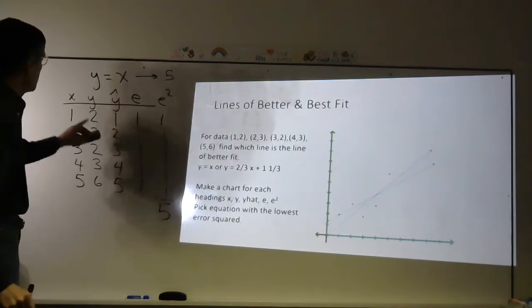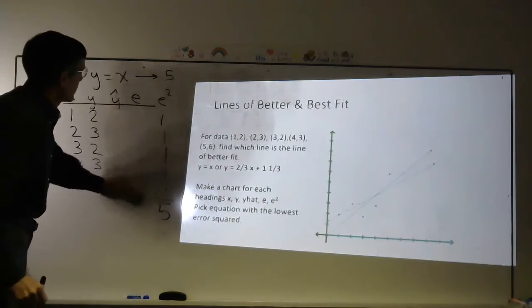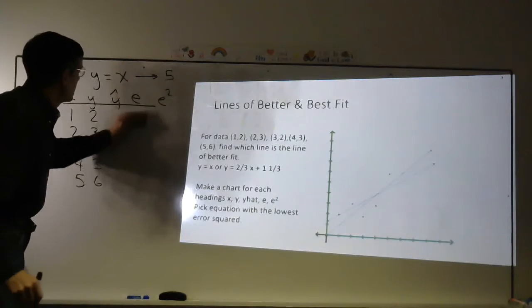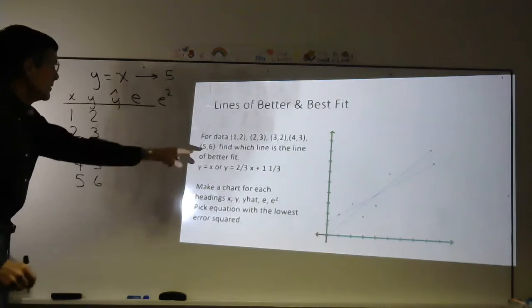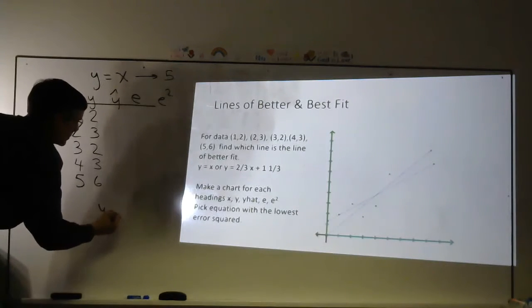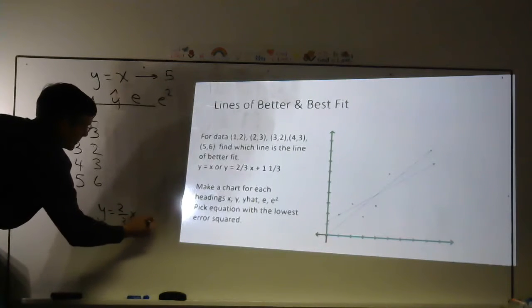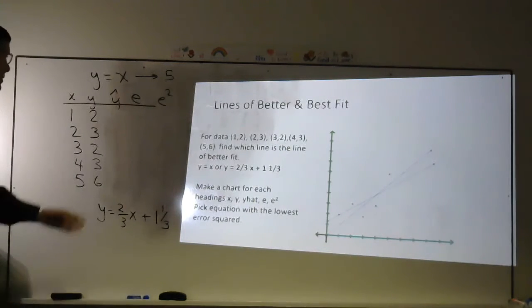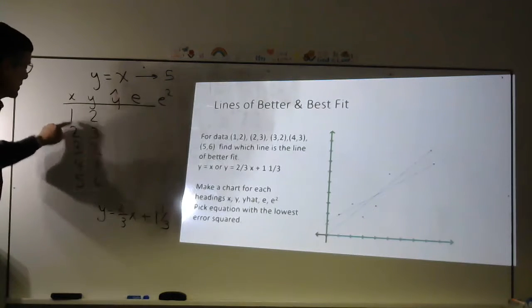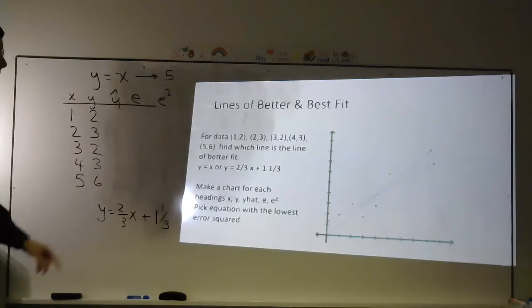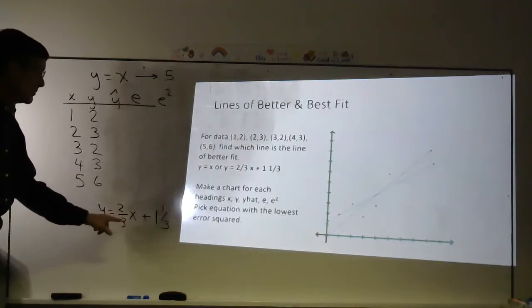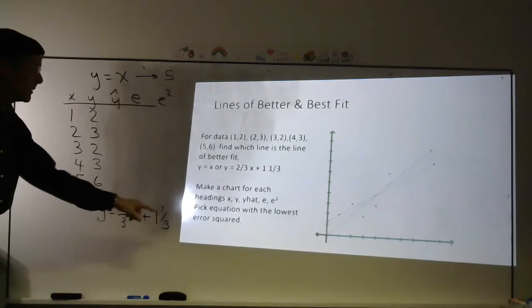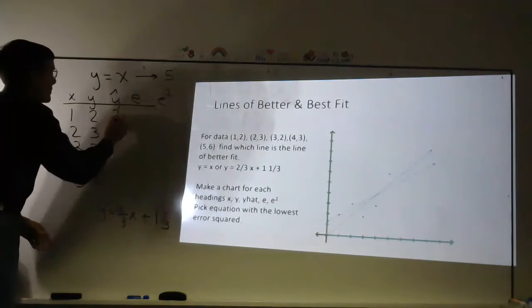Now, we have the same data. Let's now do the other line. And the other line is y equals 2/3 x plus 1 1/3. Okay, so let's find y hat. I have to put the x value down here. Putting 1 in here makes 2/3 times 1 is 2/3 plus 1 1/3 is 2.